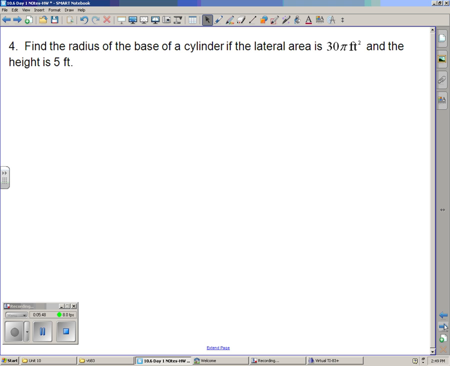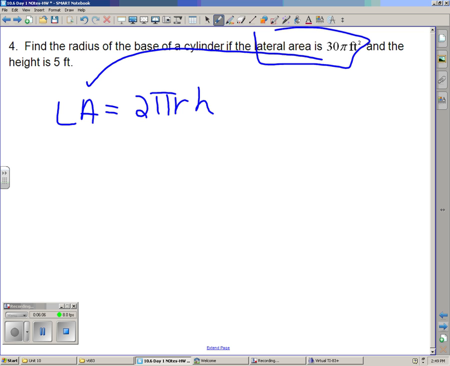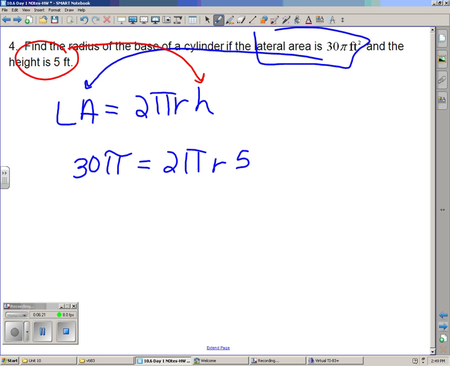Find the radius of the base of the cylinder if the lateral area is 30 pi feet and the height is 5 feet. Here comes the formula again. Lateral area is 2 pi r h. Well, you know the lateral area. It gives it to you. You're going to substitute that in. So lateral area, that's 30 pi. You also know the height. The height is 5. We're going to substitute that in. So we're going to get 30 pi equals 2 pi r 5. Well, 2 pi r 5 is just 10 pi.